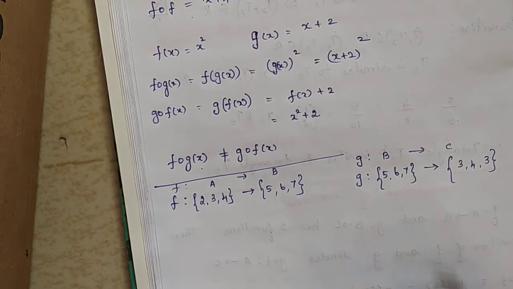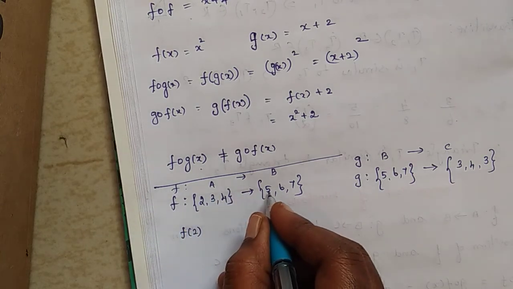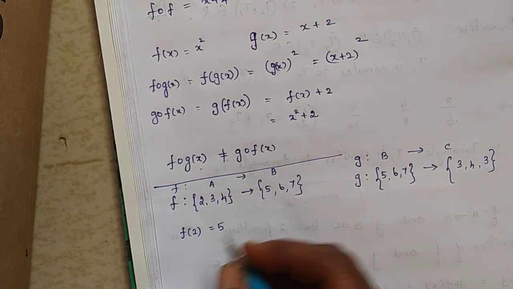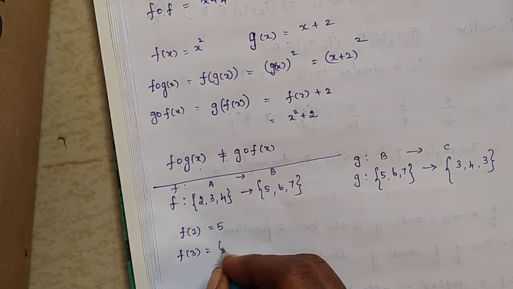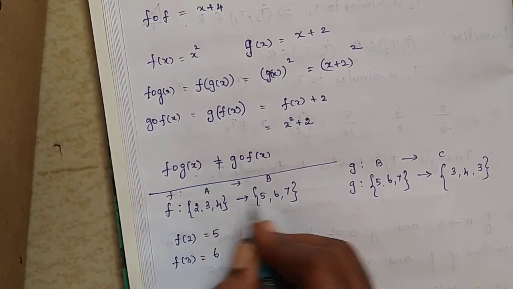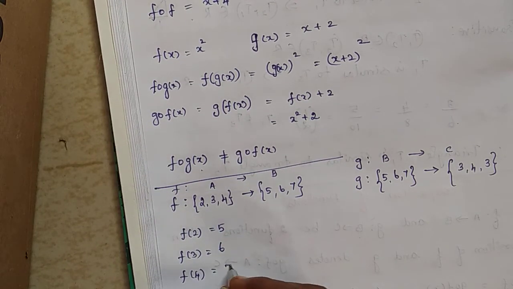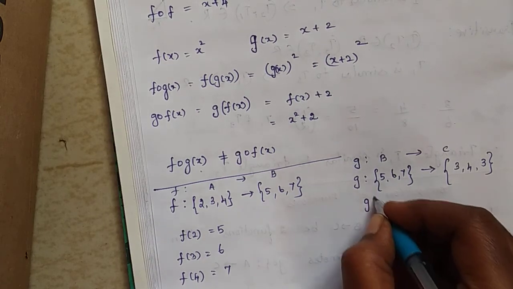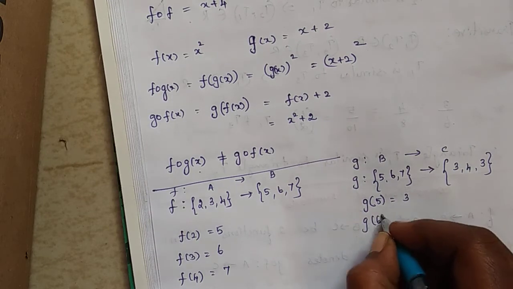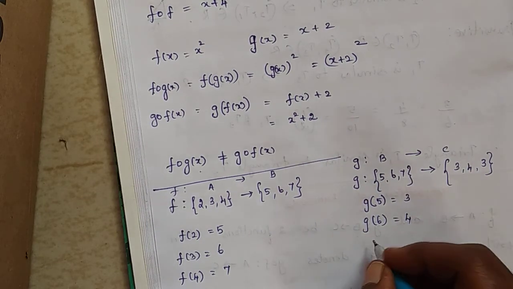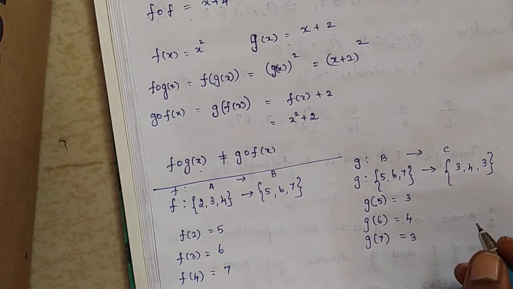Now see here, f of 2 is mapped to 5. Next, f of 3 is mapped to 6, and 4 is mapped to 7, so f of 4 is equal to 7. Similarly here, g of 5 is equal to 3, g of 6 is equal to 4, and g of 7 is equal to 3.